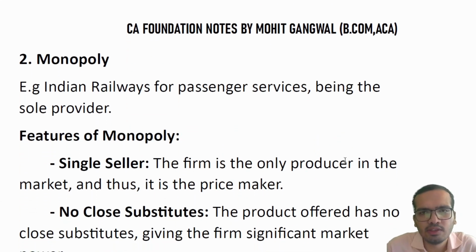Then comes the second one, that is monopoly. The best example is Indian Railways for passenger services, being the sole provider. Currently there are also cases where the government is trying to privatize some parts of it, but for our example we can consider it the best example of monopoly.